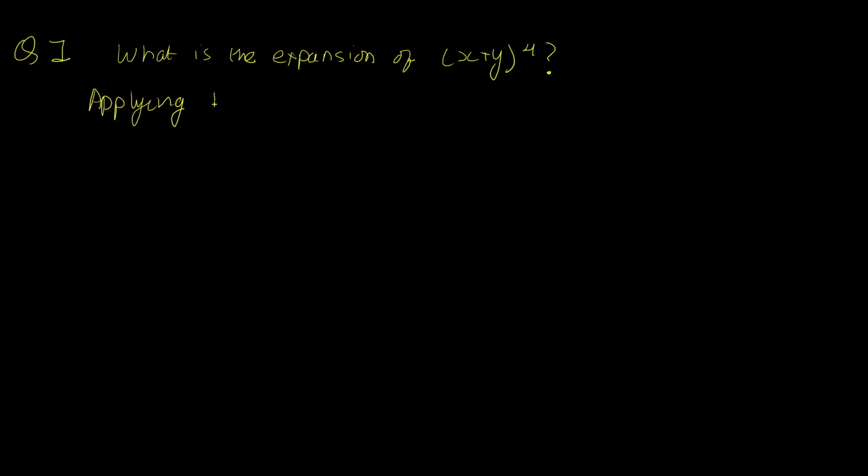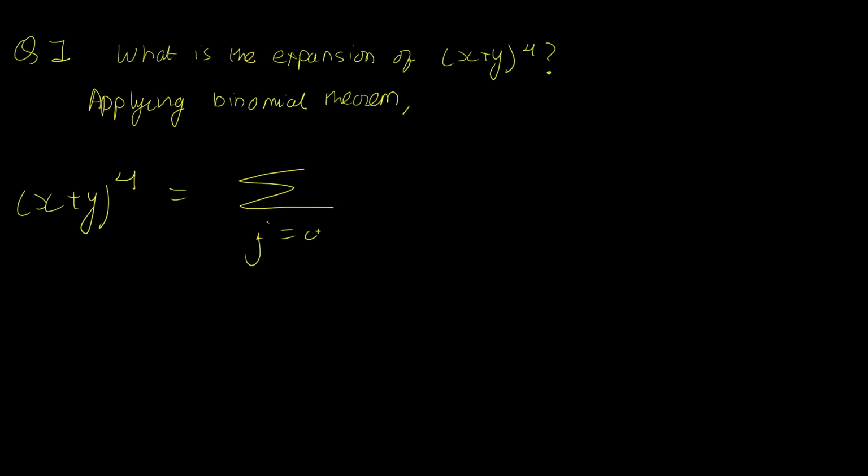So we can directly apply the binomial theorem for this. I know that (x + y)^4 is equal to the summation over j from 0 to 4 of terms composed of x and y, where the power of x starts from 4 and decreases by j each time, and the power of y starts from 0 and increases by j each time. And I have a combination term here, which will just be 4 choose j.